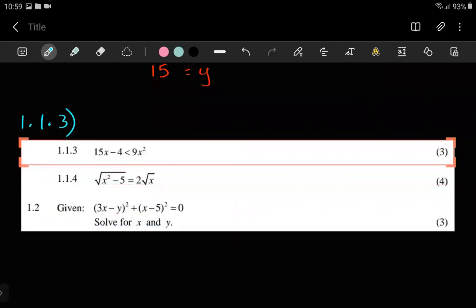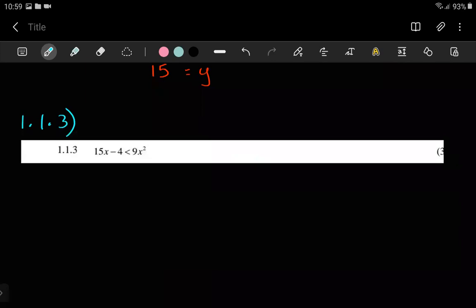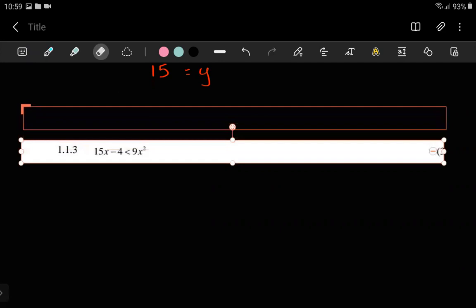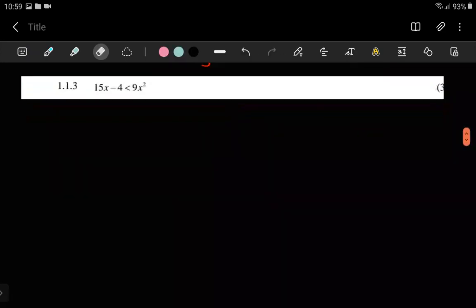Correct. So here, we can do whatever we need to do. So 15x minus 4 smaller than 9x squared. So this is an inequality question. Now, this is how you go about these inequality questions.